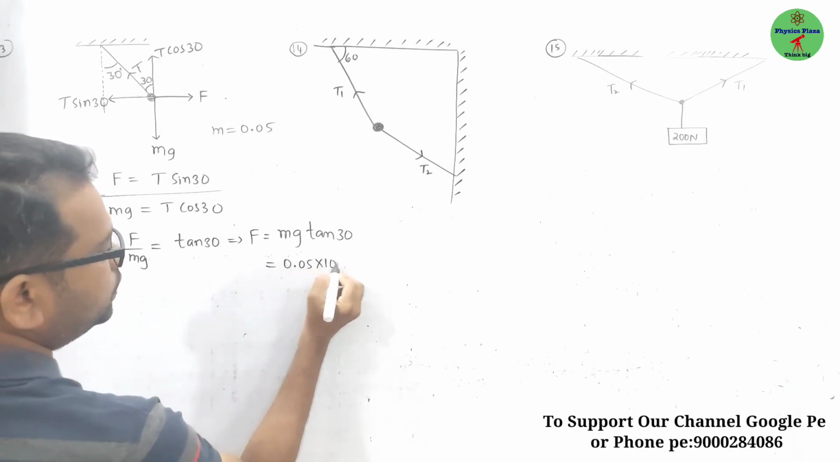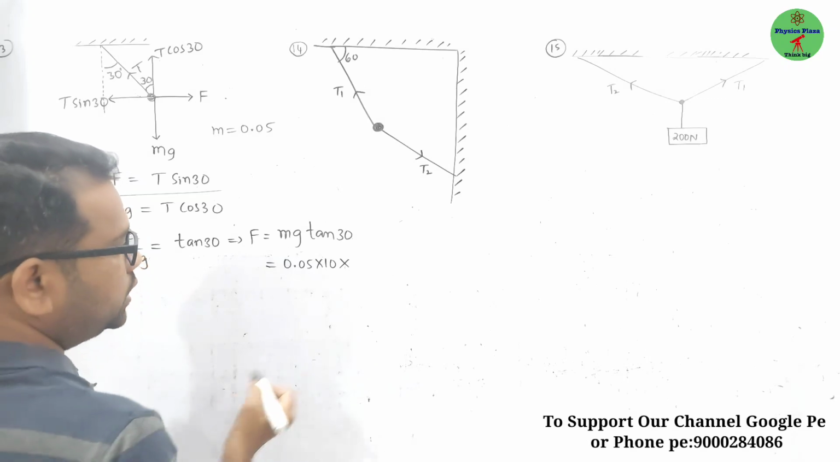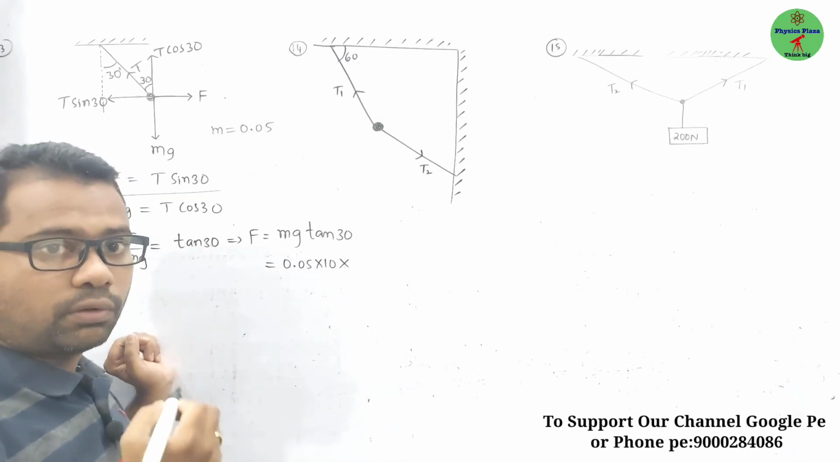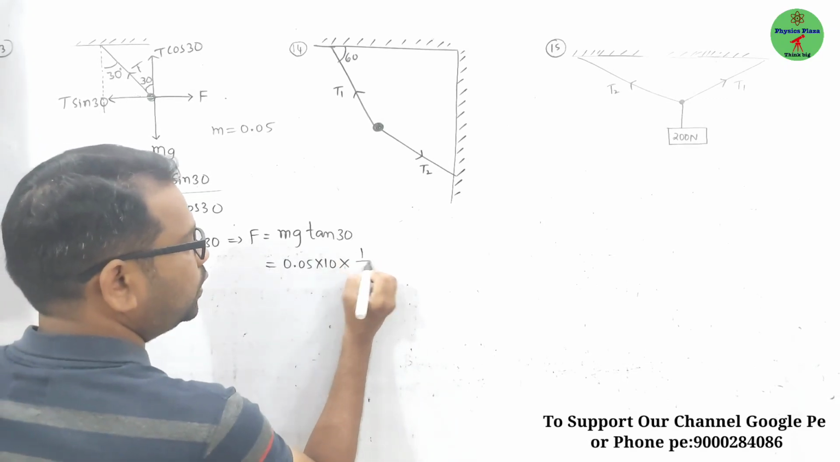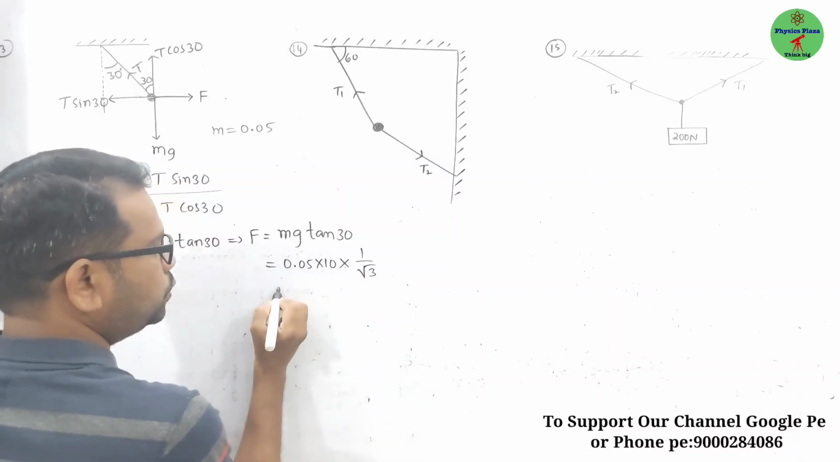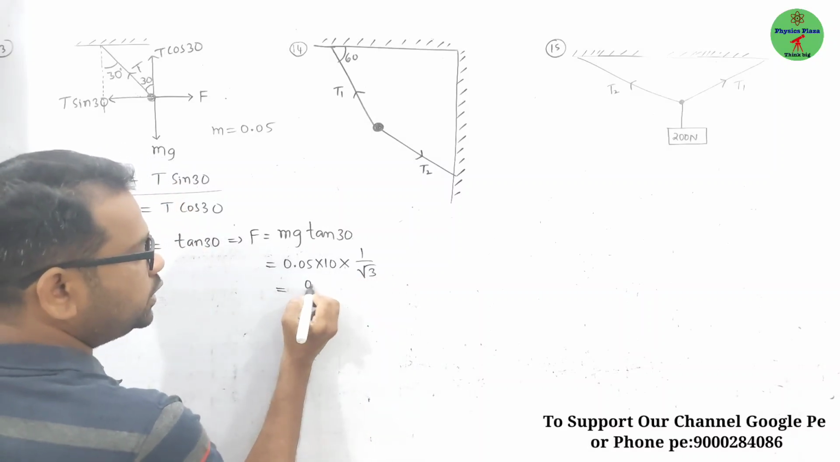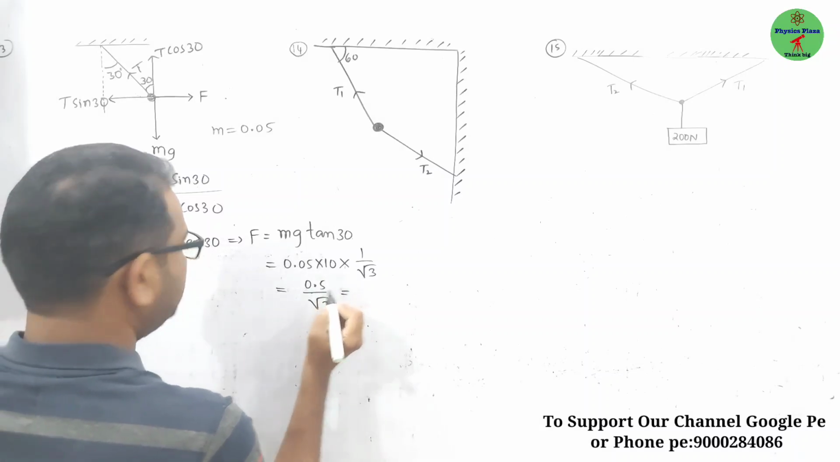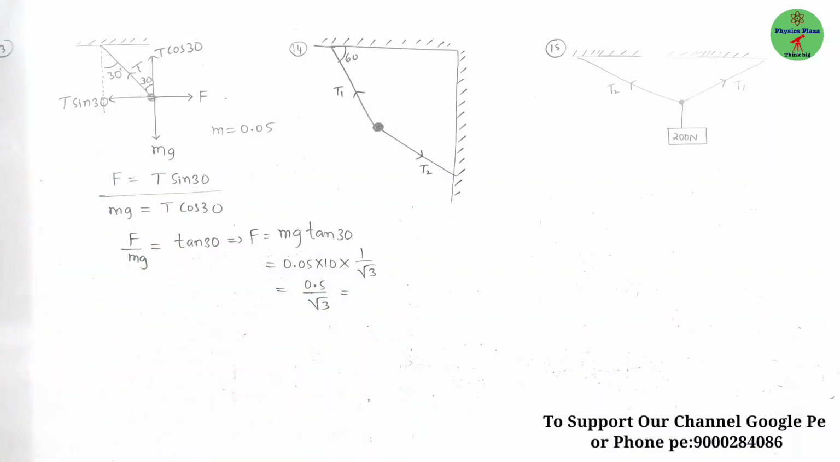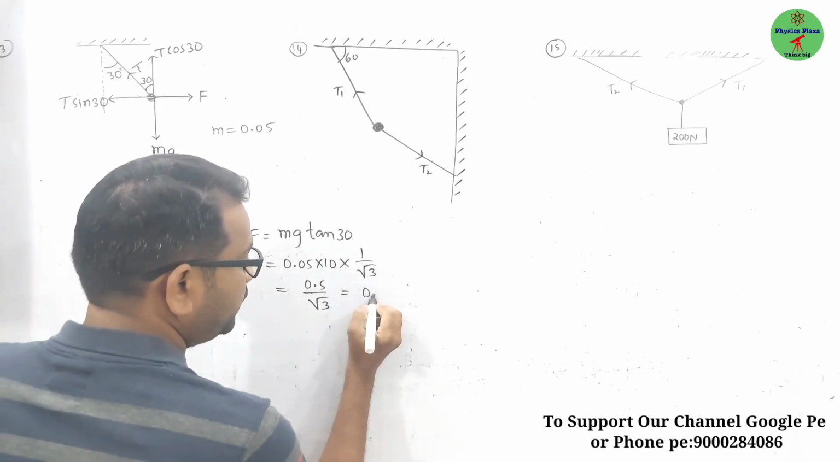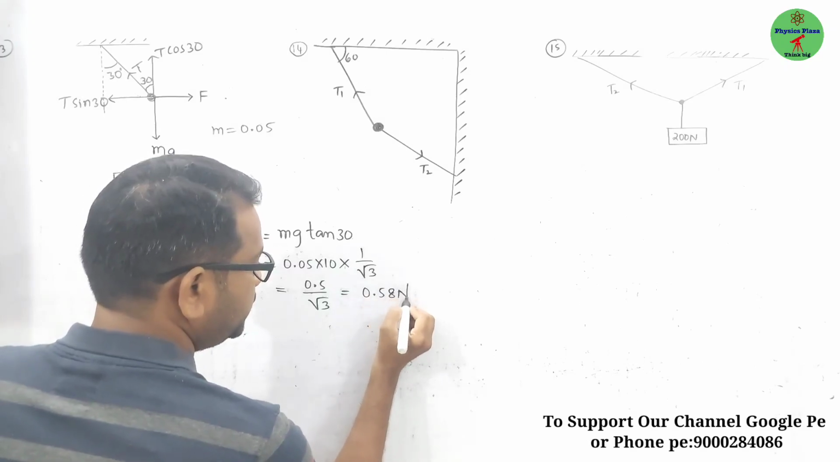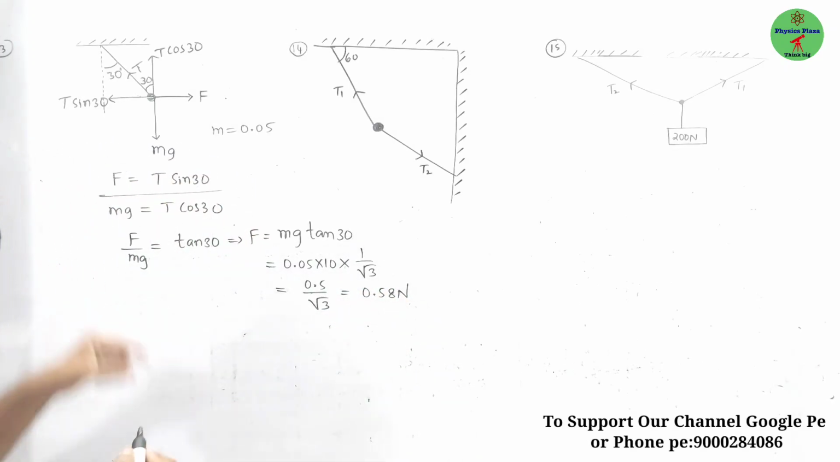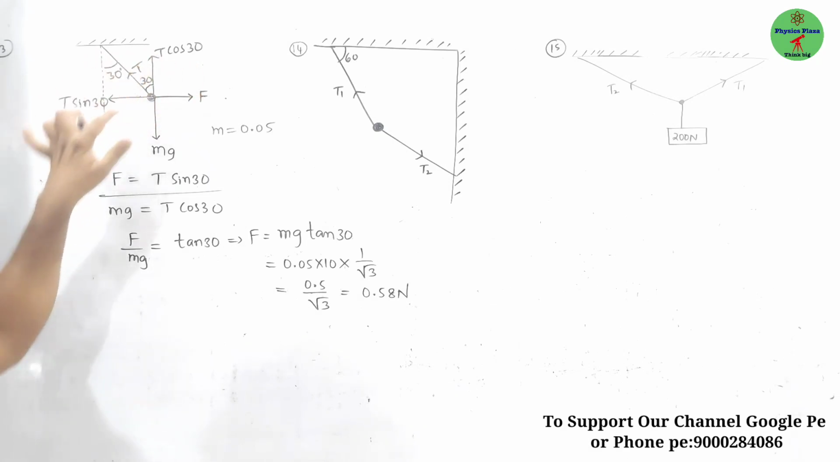0.05 into 10. So tan 30 is how much, children? Tan 30 is sin 30 by cos 30, 1 by 2 by root 3 by 2. So it is 1 by root 3. So this is going to be 0.5 by root 3. If you simplify this, how much should you get? It should be 0.58 newtons. Okay, fine.